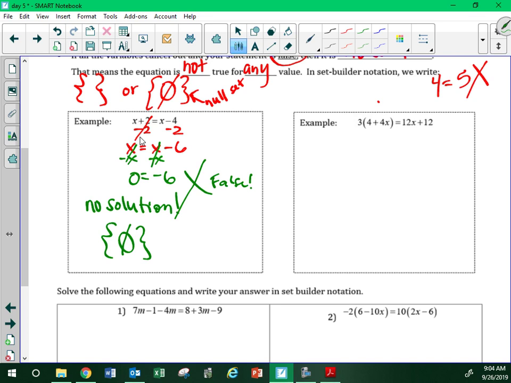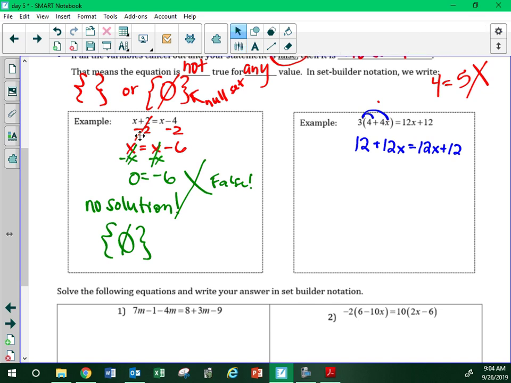But let's go and take a look at our next example. And let's go and distribute that 3. 3 times x is 3x, and 3 times 4 is 12. It's 12x plus 12. What do you guys want to do here? Minus 12. Yeah, let's go and subtract our 12.